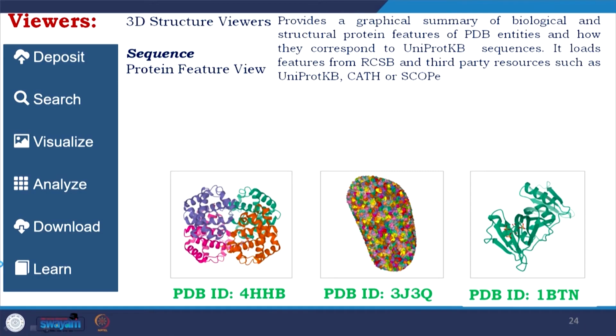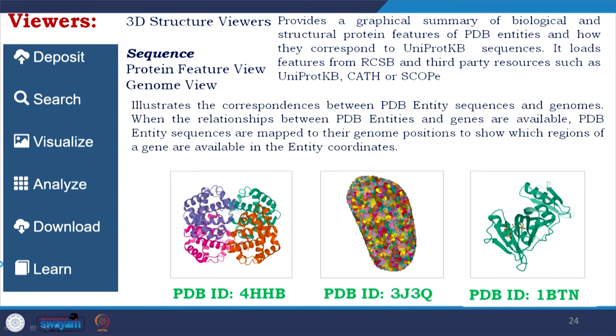It loads features from RCSB and third-party resources such as UniProtKB as I talked about, CATH or SCOP, the other databases. Another is the genome view. It illustrates the correspondences between PDB entity sequences and genomes. When the relationship between PDB entities and genes is available, PDB entity sequences are mapped to their genome positions to show which regions of a gene are available in the entity coordinates.